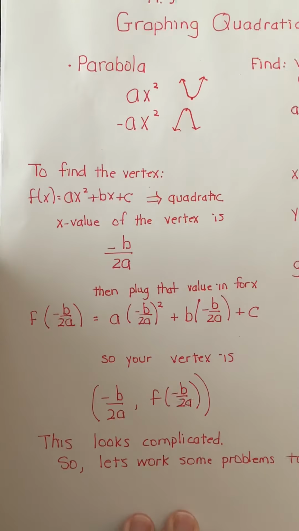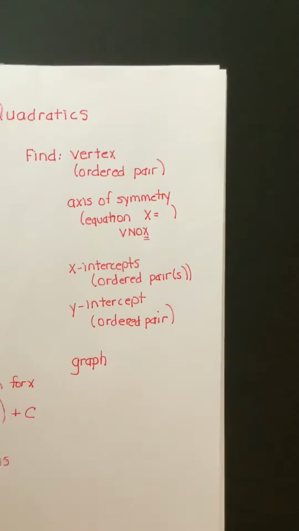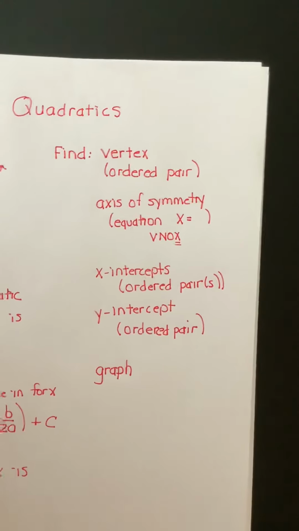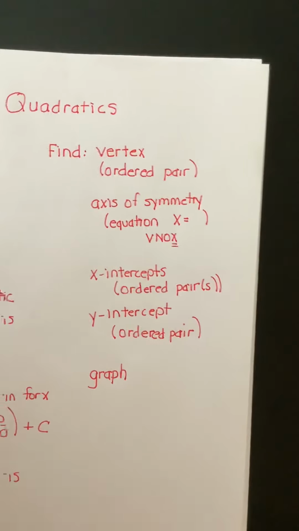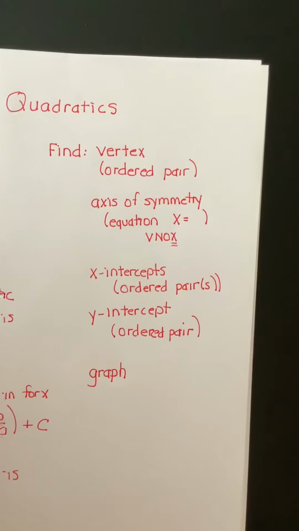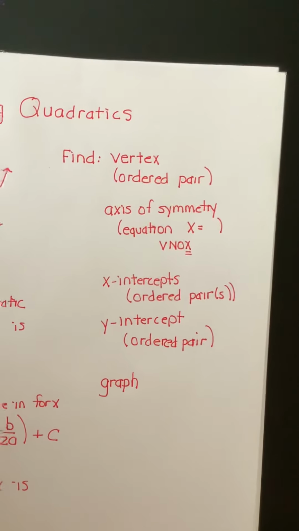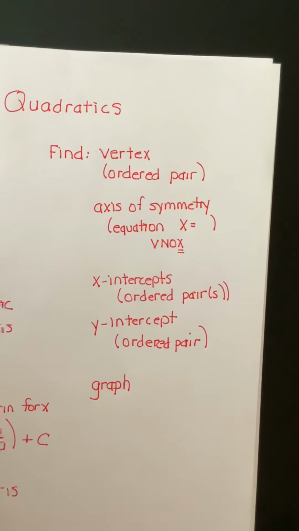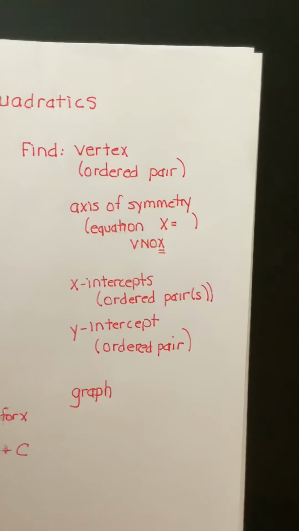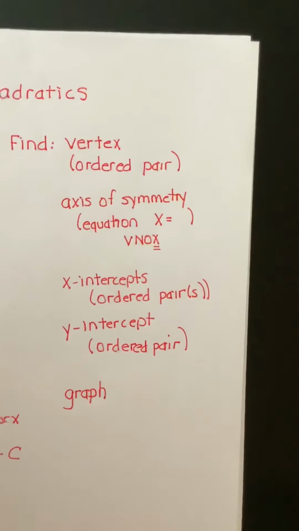But I want to show you the things that you're going to have to do when you graph. The problems on your test are going to ask you to find the vertex. Your vertex has to be listed as an ordered pair. It's going to ask you for the axis of symmetry. It's going to be an equation. Your axis of symmetry is going to be a vertical line. Remember when we wrote equations of vertical lines, it was x equals. So it's going to be x is equal to. You need your x-intercepts. Those are just your solutions, your roots. They will be written as an ordered pair if there's one, pairs if there are two. And then you want your y-intercept. And lastly, we're going to connect all that with a graph.